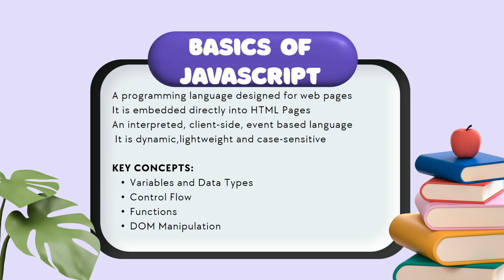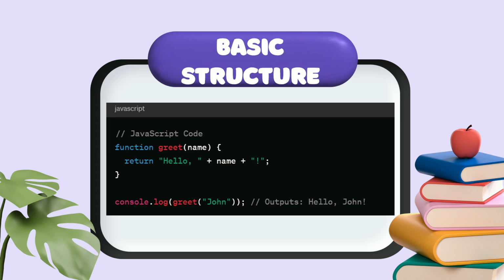Basics of JavaScript. A programming language designed for web pages. It is embedded directly into HTML pages and is an interpreted, client-side, event-based language, and it is dynamic, lightweight, and case-sensitive. The key concepts of JavaScript are variables and data types, control flow, functions, and DOM manipulation. Here, the displayed image shows the basic structure of JavaScript.